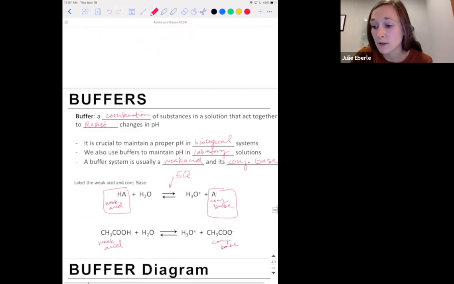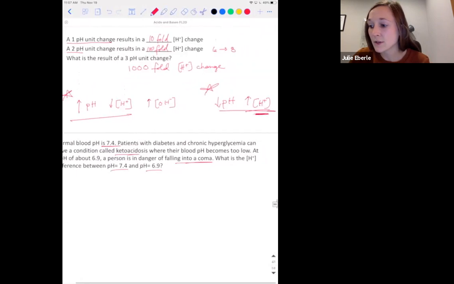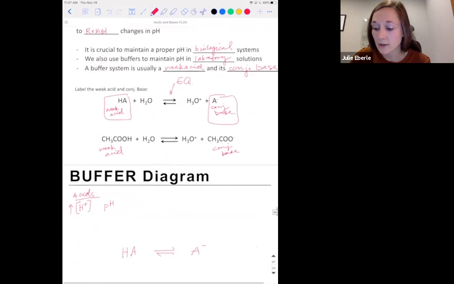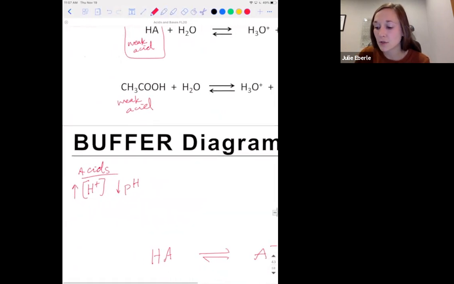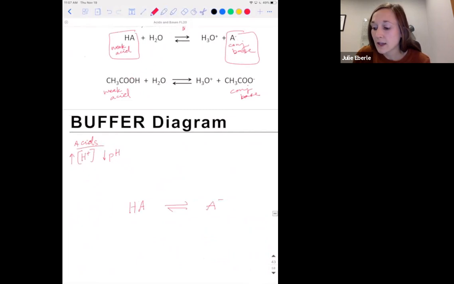Remember, I wrote this up here when we ended. I said, put a star by this. This is an important relationship. We said if we increase H plus, pH drops. It's the low pHs that are more acidic. So if we are adding an acid to a solution, we're dropping pH because we're increasing the concentration of H plus.